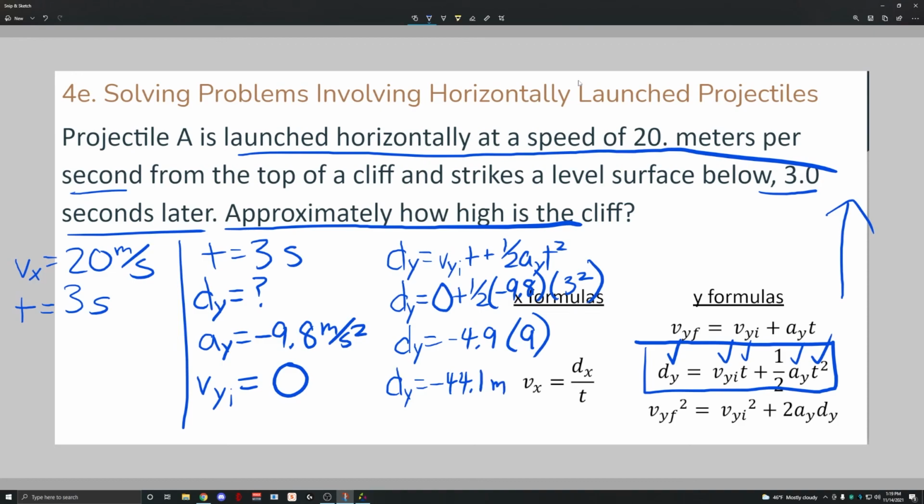Now, this is correct, right? This is entirely fine. But the question is asking you how high the cliff is. Pretty sure you guys have never measured something with a negative height. So we can say that it is 44.1 meters high. Now, you should have gotten a negative number. It should be negative because your object hits the ground. It is falling down, so it did travel a negative displacement. But they're asking you for the height of the cliff, so the height is a positive number. All right, that's the end of this video.